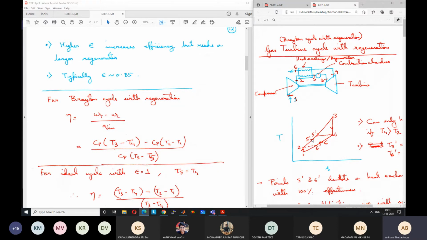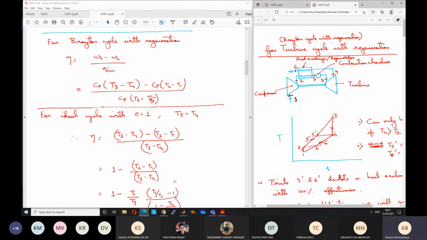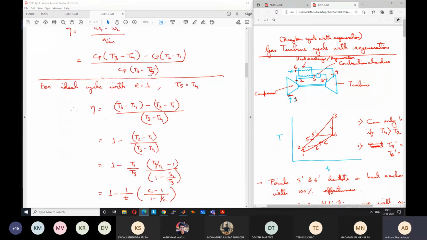So we will do the analysis for simplification. We will do the analysis for the ideal cycle with a heat exchanger effectiveness of 1, where T5 is equal to T4. For the real cycle, we will later be able to incorporate the heat exchanger effectiveness in the equation and plot the results. But at this point, let us assume that we have a 100% effective heat exchanger. Okay. So in this case, for T5 equal to T4, we can write this efficiency as ((T3 minus T4) minus (T2 minus T1)) by (T3 minus T4), which, if you simplify, is equal to 1 minus (T2 minus T1) by (T3 minus T4).